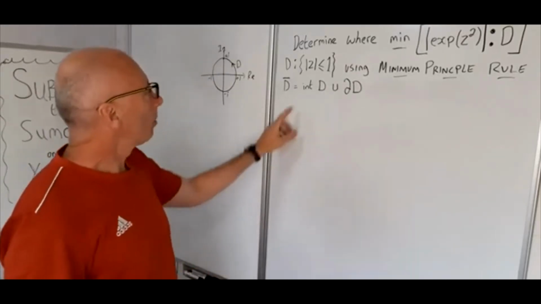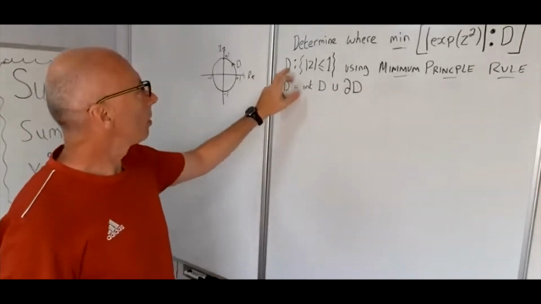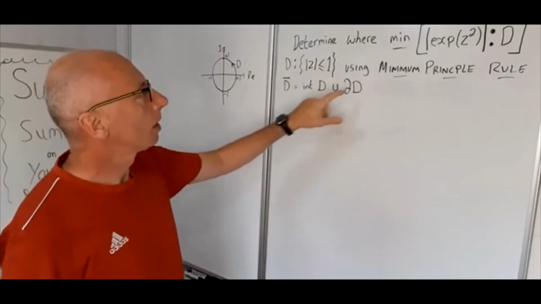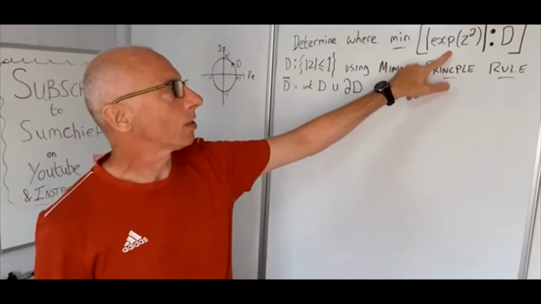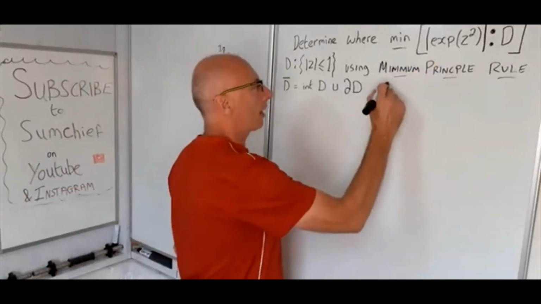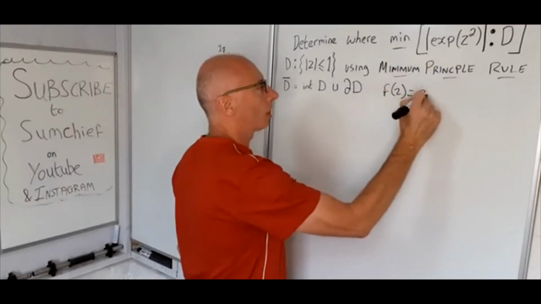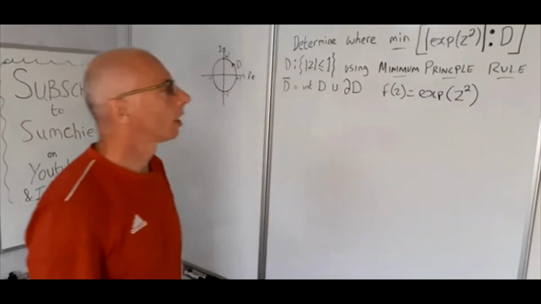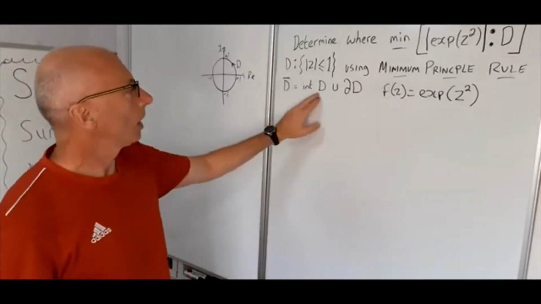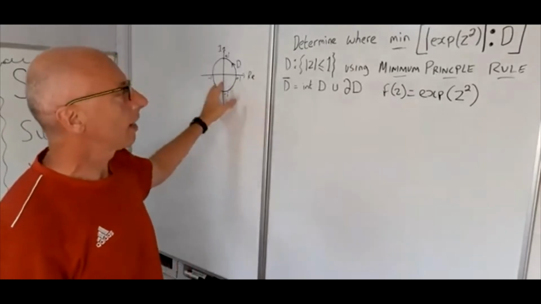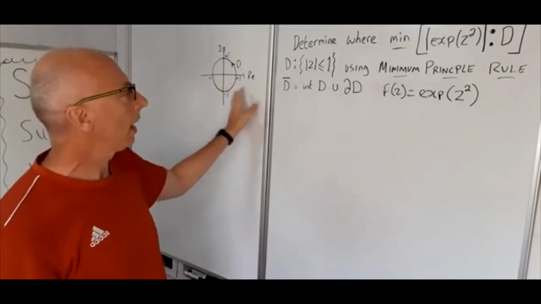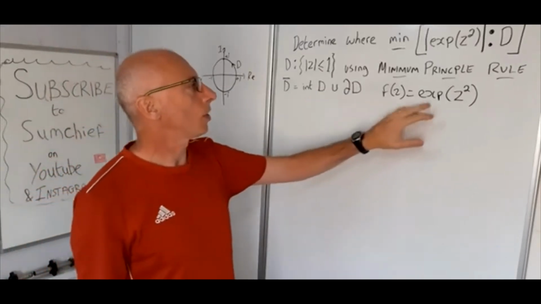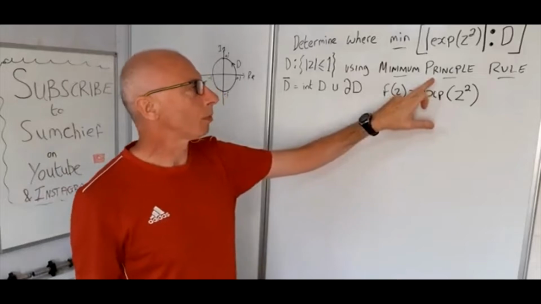So what can we say about all the different parts of this set here? Well, on the interior of D, we've got this function here, exponential of z squared. So let's just let f of z equal exponential of z squared. This function on the interior of D we know is analytic and non-constant everywhere inside the interior of D. So that's the first part of what we need to know for the minimum principle rule.